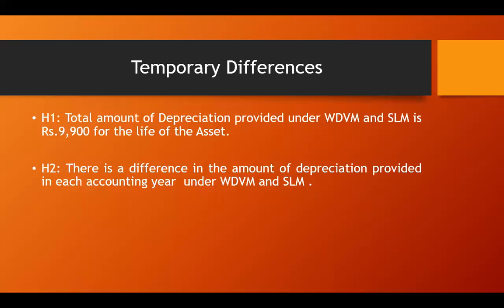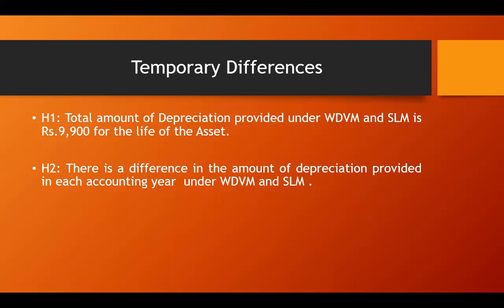Now we have some hypotheses based on the two tables. Hypothesis number one is that the total amount of depreciation provided under the WDV method and straight line method is 9,900 for the life of the asset. All of you would agree with this statement. Total amount of depreciation never changes. By changing the method of depreciation, it remains the same. This is the first hypothesis.